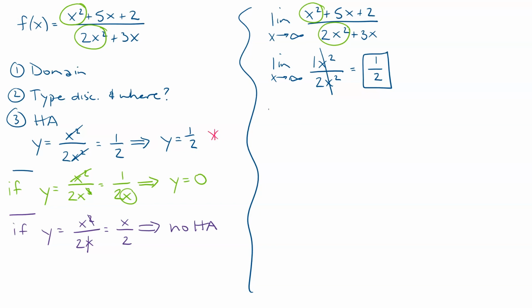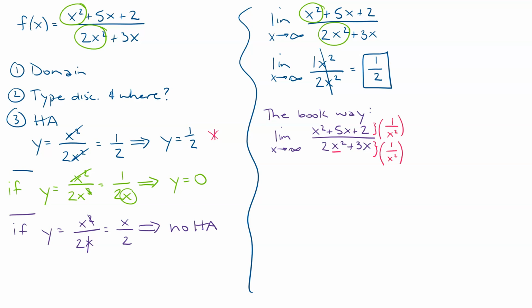The book's way of approaching the same problem is quite a bit more complicated. The real mathematical way to approach these problems is to look at the numerator and the denominator and find the highest power for the whole function. In this case, the highest power is x squared. So from there, we multiply the top by 1 over x squared, and we multiply the bottom by 1 over x squared. 1 over x squared over 1 over x squared is just a fancy version of 1, so we're not really changing anything.